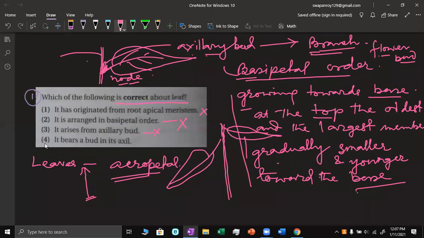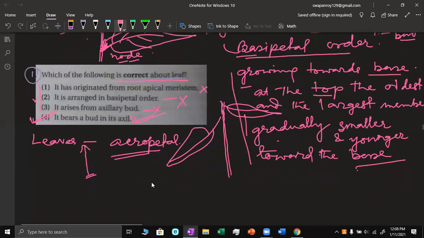Here the number 4, naturally when these three are not correct, the fourth one will be correct for the leaf. So this one will be our answer. It bears a bud in its axil. This is a characteristic feature that leaves always bear an axillary bud in their axil. So this one is the correct answer.